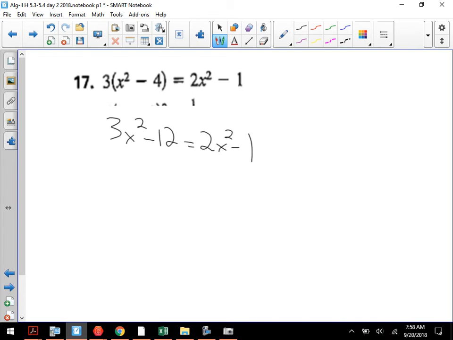Now you've got variables on both sides of the equation. Work our way backwards. Bring the 2x over, put the 12 the other way. Plus or minus root 11.